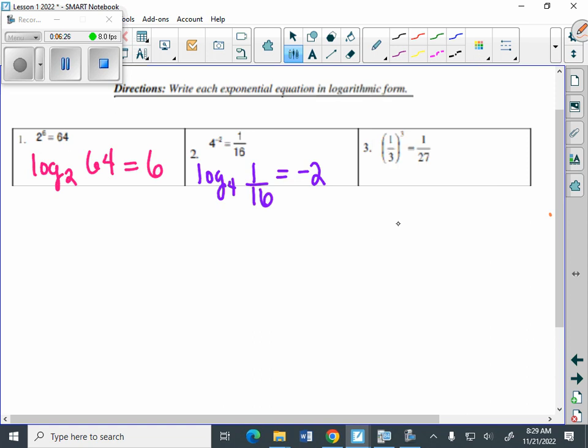Number 3, 1/3 to the 3 equals 1/27. Log of 1/3. Again, the 1/3 drops down half a space. It is the base of our logarithm. The exponent is what this problem equals, which is 3. And then we're going to put 1/27 here. Log base 1/3 of 1/27 equals 3.